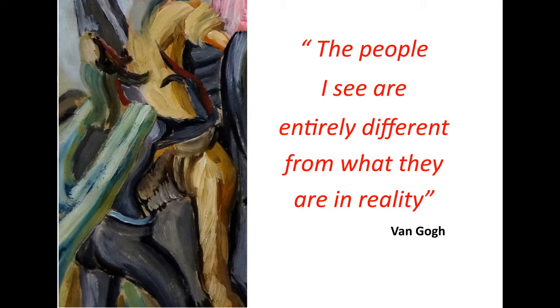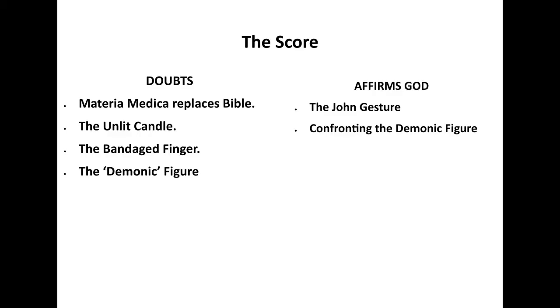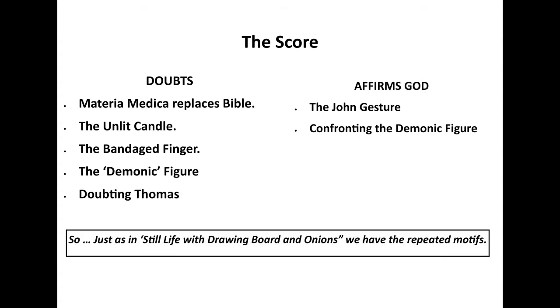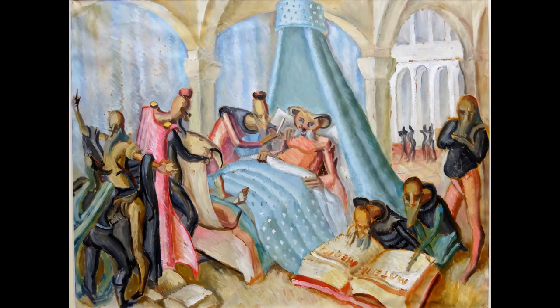The people I see are entirely different from what they are in reality. In Vincent's straightforward use of motifs, we see his conflicts. The doubts portrayed by the unlit candle, the materia medica, the demonic figure and the bandaged finger. But he affirms God with the John gesture and by holding off the demon. There is one more motif staring us in the face.